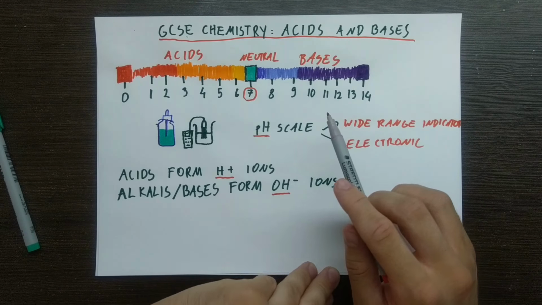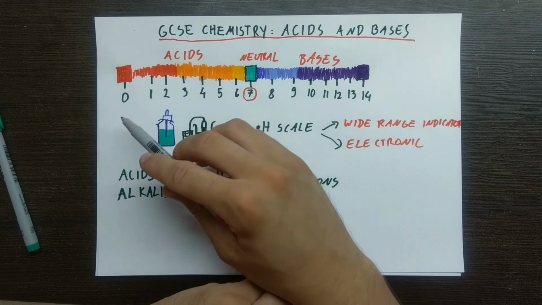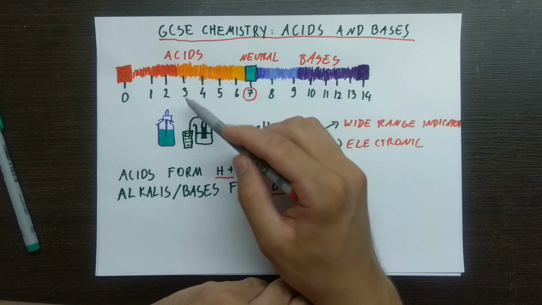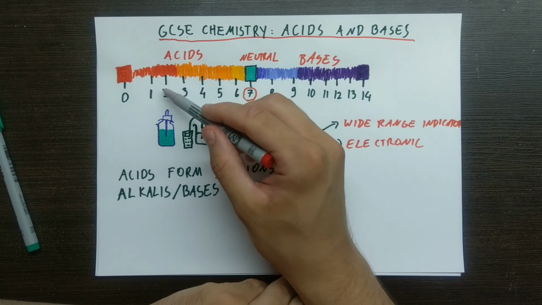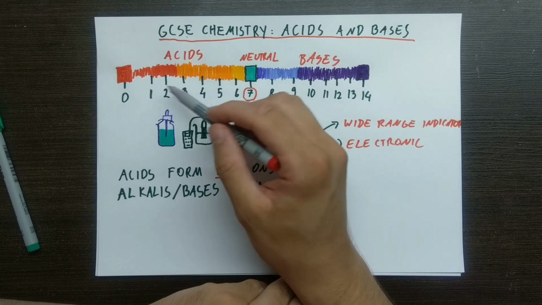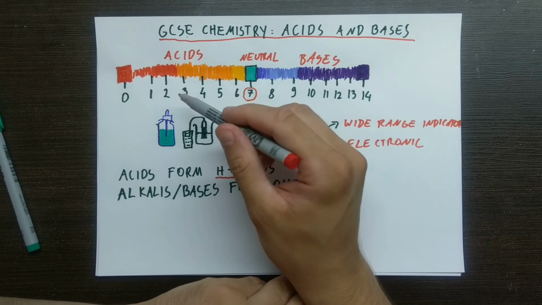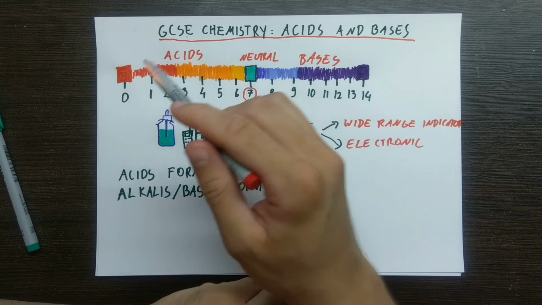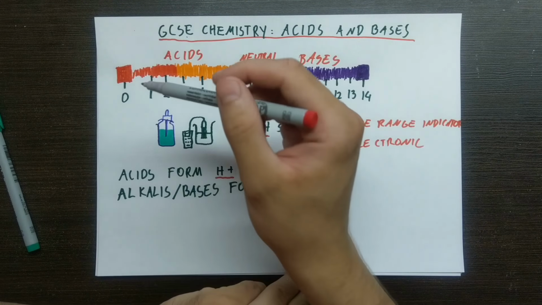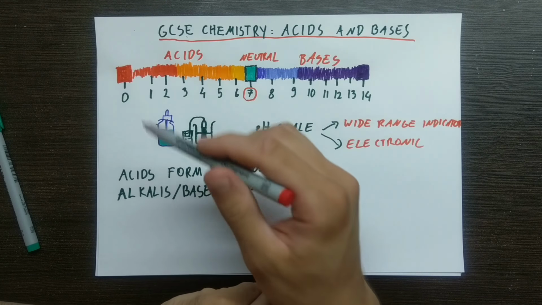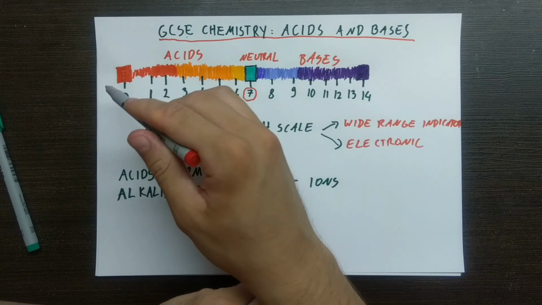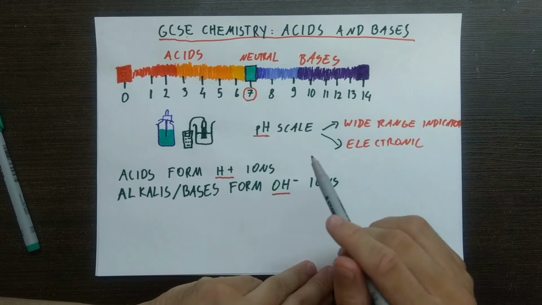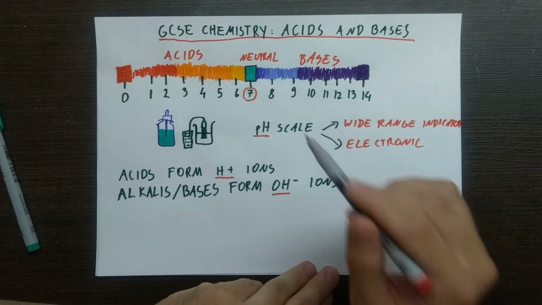Now, for the acids, the more acidic we go, the lower the number is. For example, vinegar would be somewhere around the 3 and 4 end. And stomach acid would be around 2. Also, car battery acid would be at around 2. So the more acidic we go, the lower the number we go, and the more red the universal indicator would become. So that's how we can actually quite precisely measure how acidic something is, how basic something is.